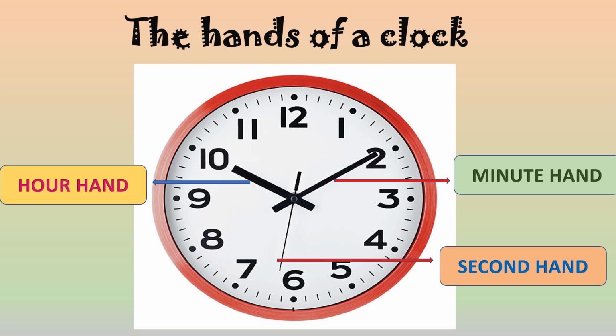The long thin hand is called the second hand. It tells us how many seconds have passed in that hour. It takes 1 minute to go around the clock once. Hence, 1 minute is equal to 60 seconds.